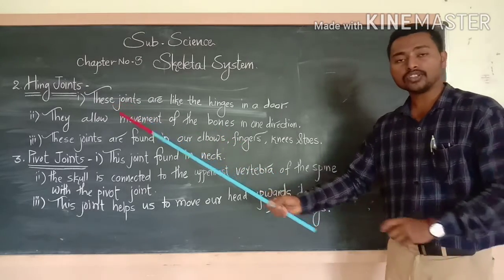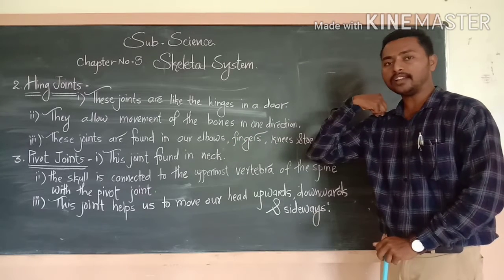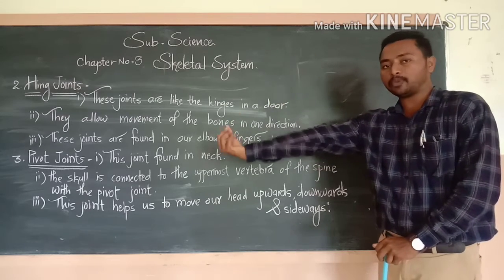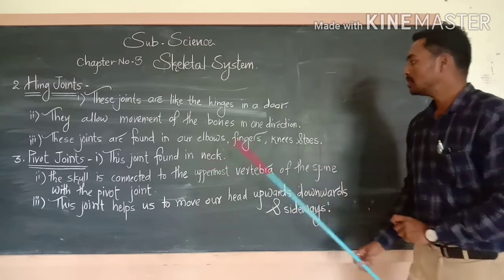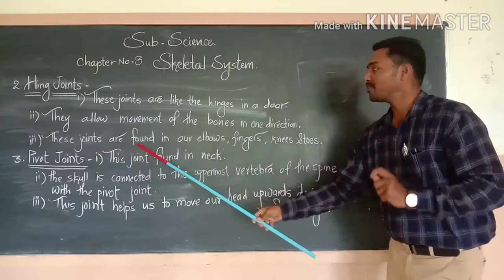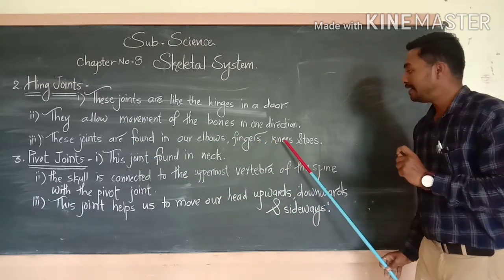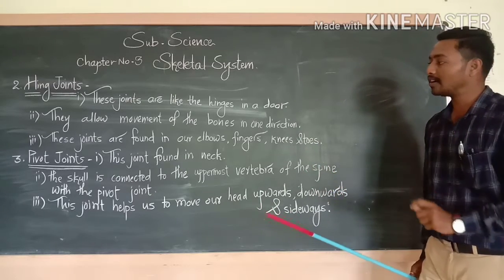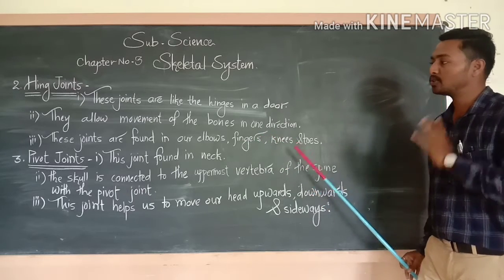So observe my elbow. I can move my elbow from one side to the other side. That means from the starting position up to the end position. There is a limit to moving my elbow. Next, point number three, these joints are found in our elbows, fingers, knees and toes. Hinge joints occur in our elbows, fingers, knees and toes.